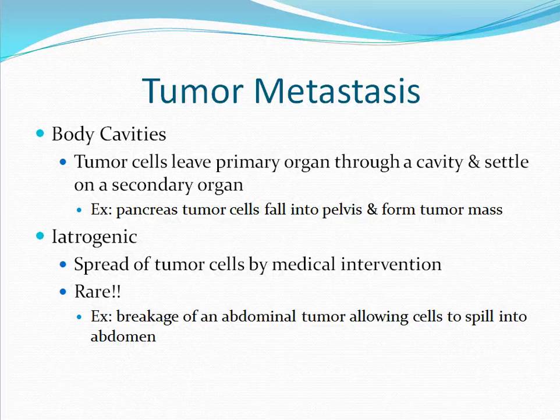Second way for metastases to occur is through body cavities. Tumor cells will leave the primary organ, float through a cavity, and settle on a secondary organ. For example, with pancreatic tumors, pancreas tumor cells will fall into the pelvis and they can form a shelf-like tumor mass. And then the third way for metastases is iatrogenic. This is the spread of tumor cells by medical intervention. This is a very rare way that metastases occur. This would occur, for example, by the breakage of an abdominal tumor, which would allow cells to spill into the abdomen.